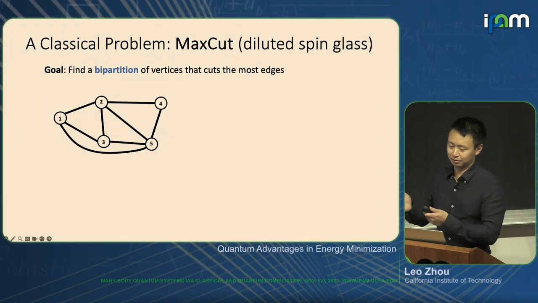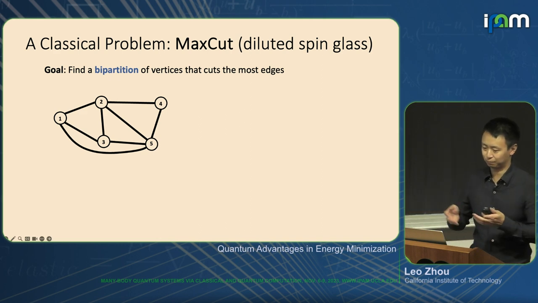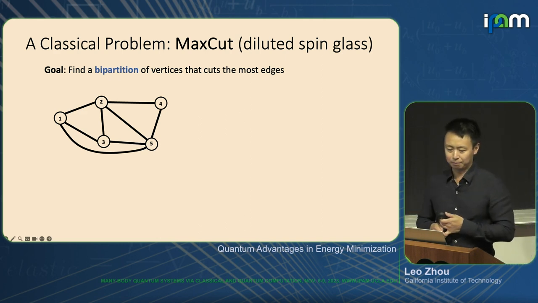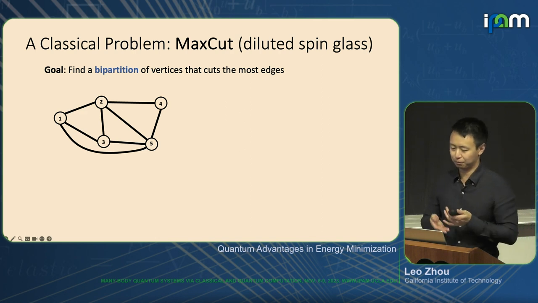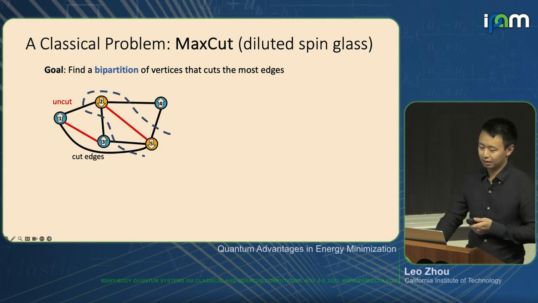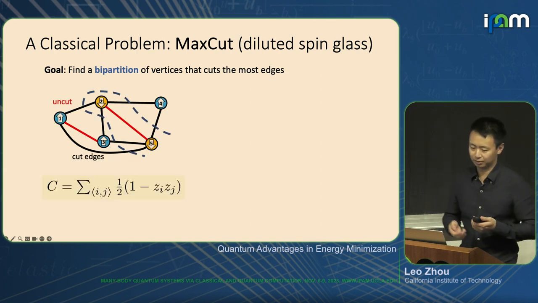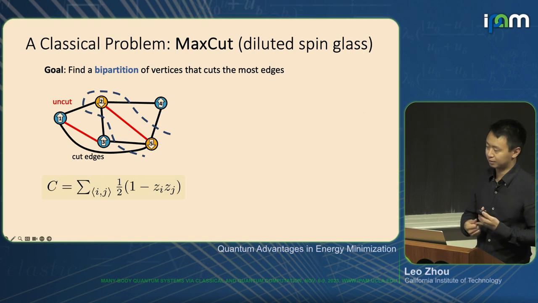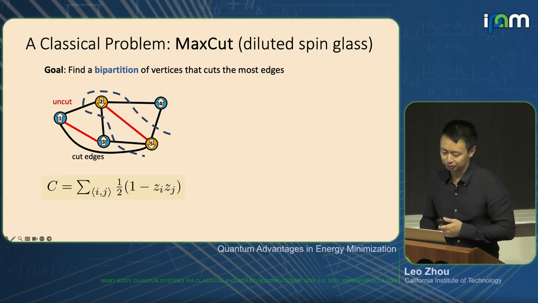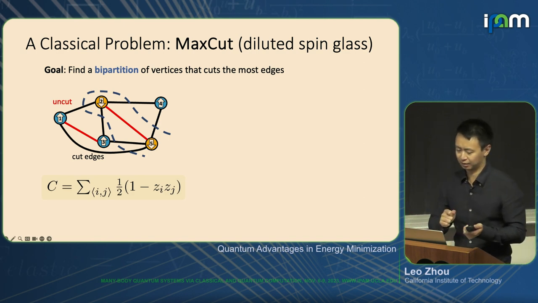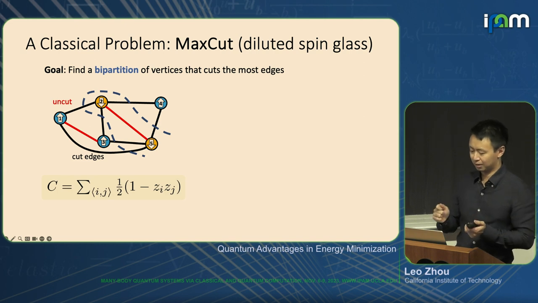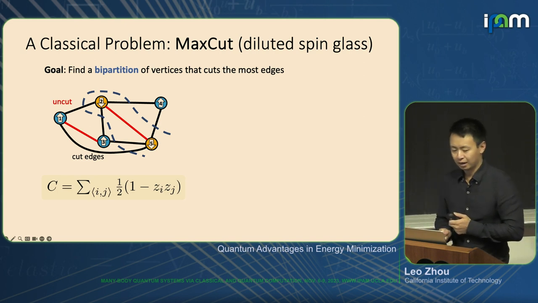You can also think of this as a diluted spin glass model for condensed matter theorists. The goal here is that you're given a graph and you want to find a bipartition of vertices that cuts the most number of edges. And the energy function, or the cost function, you can write as a sum over the edges. For each edge, it contributes this term where the variable on each vertex is a plus or minus one value that we denote as z.